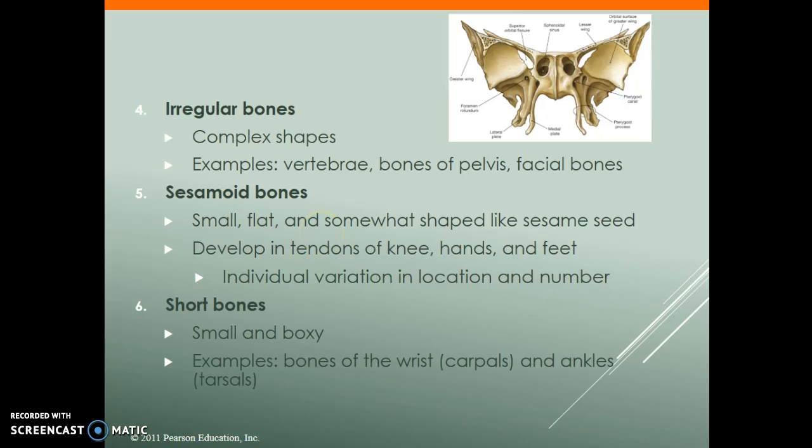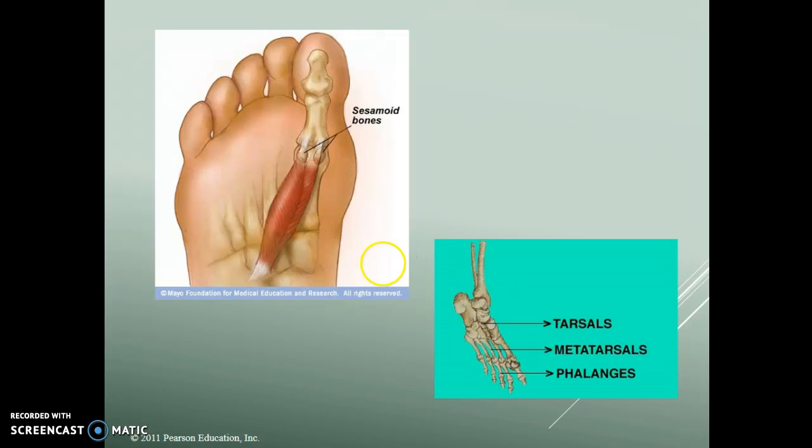But also other bones form in various places. So we don't all have the same number of bones. Some people have accessory bones in their arms, in their hands, and their feet. Short bones would be boxy bones, like the bones of the wrist. Here's an example of sesamoid bones. Your tarsals are your ankle bones, metatarsals are your foot bones, and phalanges are your toe bones.